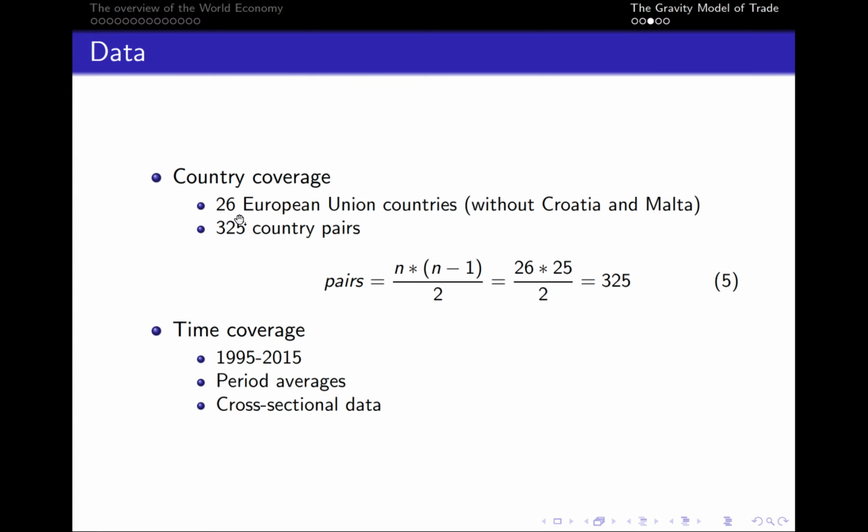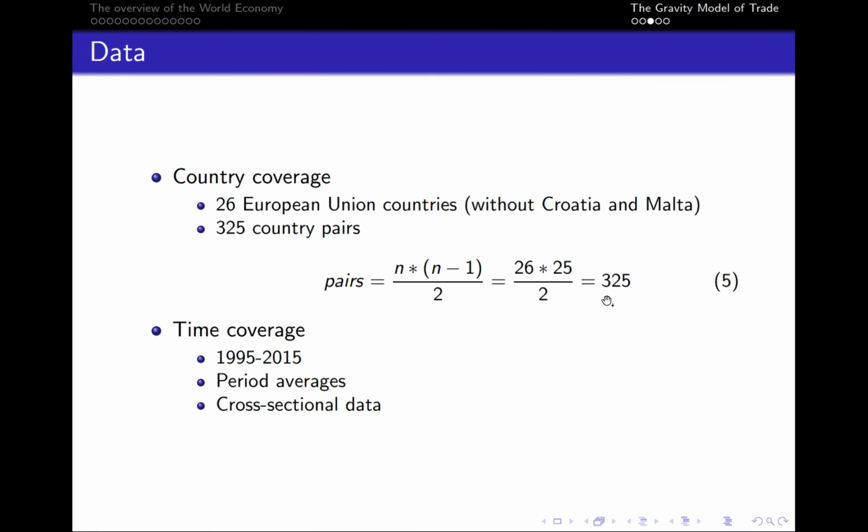We are going to examine bilateral trade, so trade flows between any pairs of countries. So if we have 26 countries, we can actually have 325 country pairs. We can use a simple formula for pairs where n is the number of countries and we count unique pairs, where it doesn't matter if you have Germany, Poland or Poland, Germany, we treat it as one pair. Then the formula is simply n times n minus 1 divided by 2, which gives us 325 pairs.